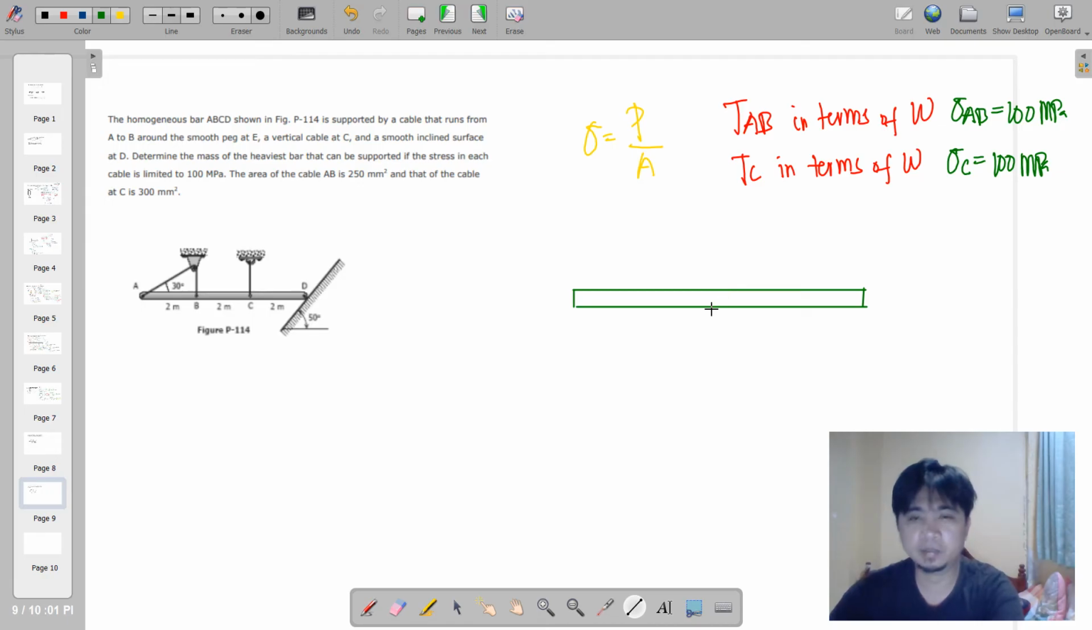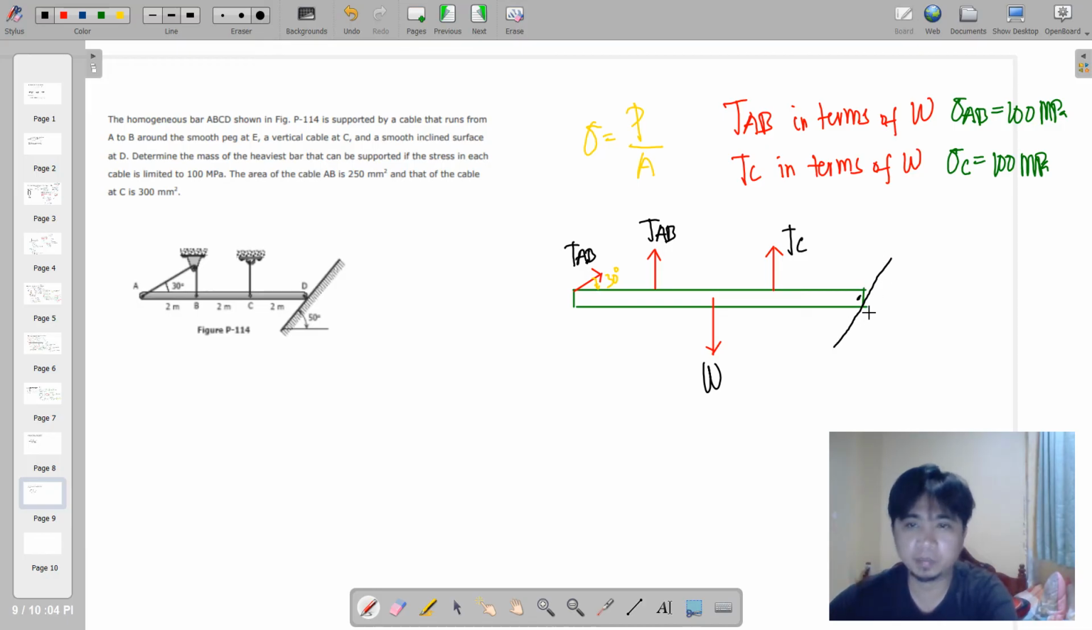First and foremost, this bar has a weight that is located at the centroid, or it is on the mid dimension of this bar. Say we label that as W. And then we have here the tension at AB, an inclined AB here. Say the angle is 30 degrees and an AB that is vertically upwards at point B. Say this is tension at C, and at D we have here a smooth surface.